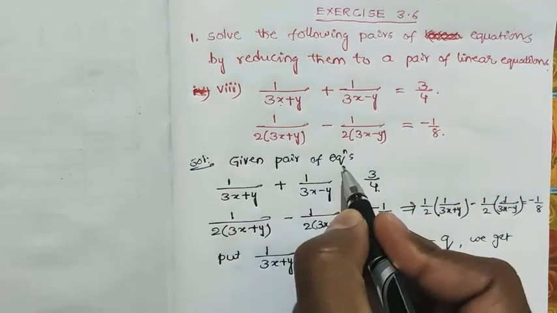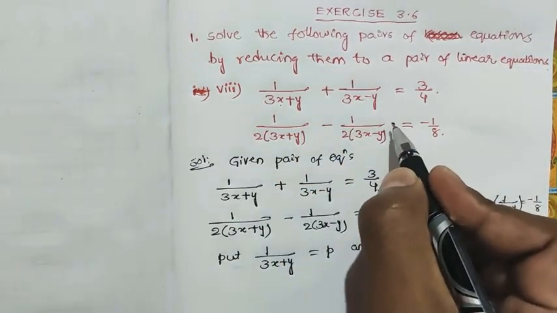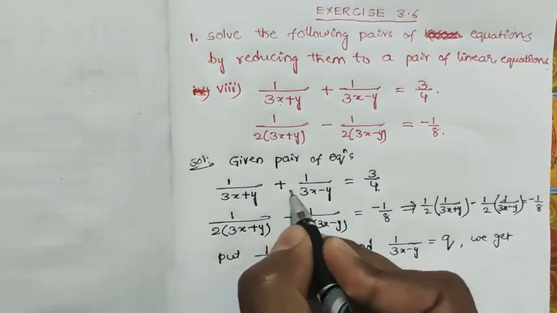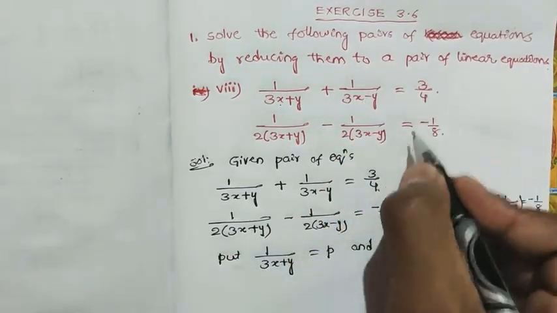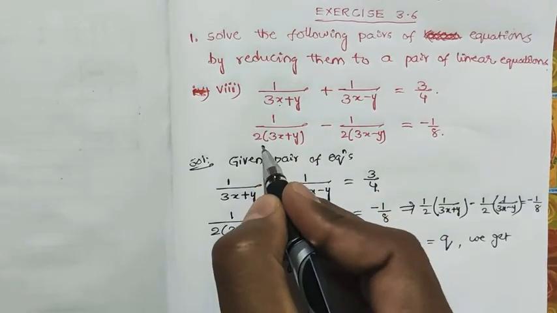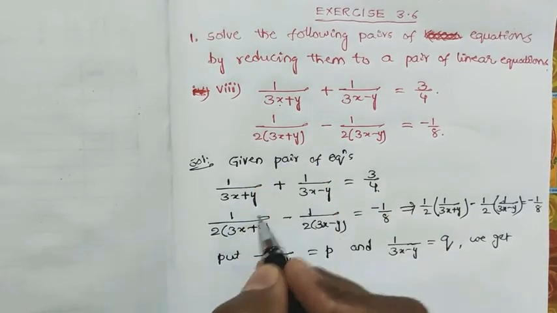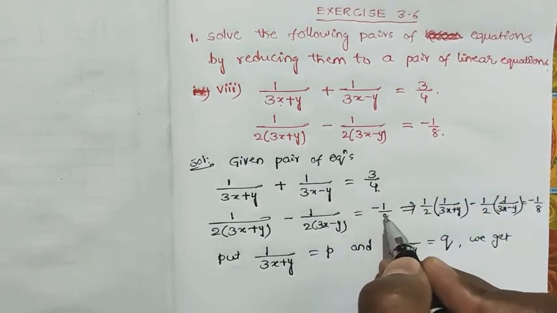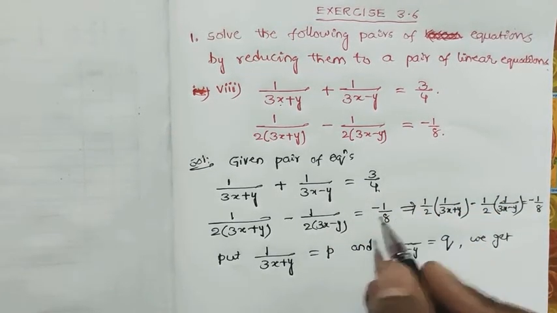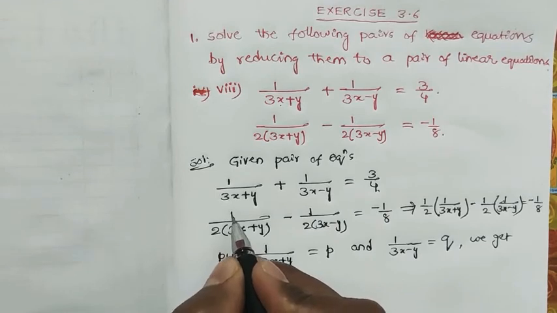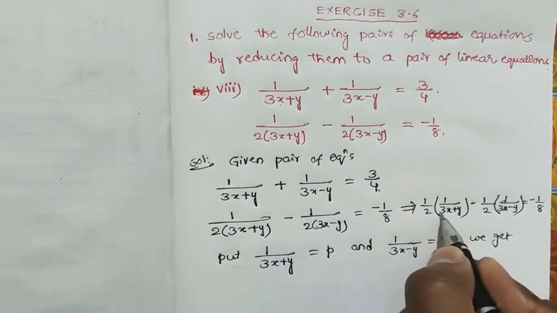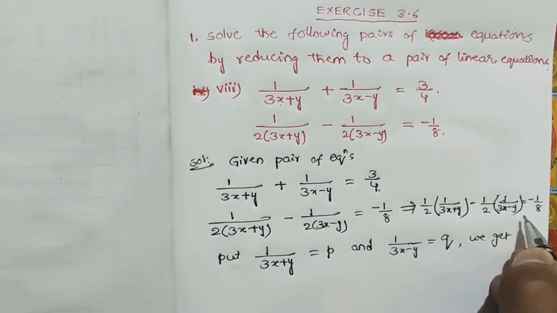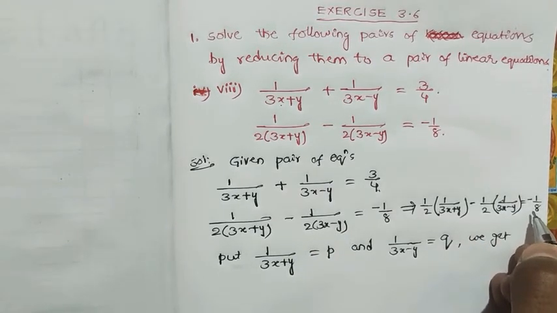First we will write the given pair of equations. What are the equations given to us that you can take? Now 1 by 3x plus y plus 1 by 3x minus y is equal to 3 by 4. 1 by 2 into 3x plus y minus 1 by 2 into 3x minus y is equal to minus 1 by 8. Further it can be written as 1 by 2 into 1 by 3x plus y minus 1 by 2 into 1 by 3x minus y is equal to minus 1 by 8.